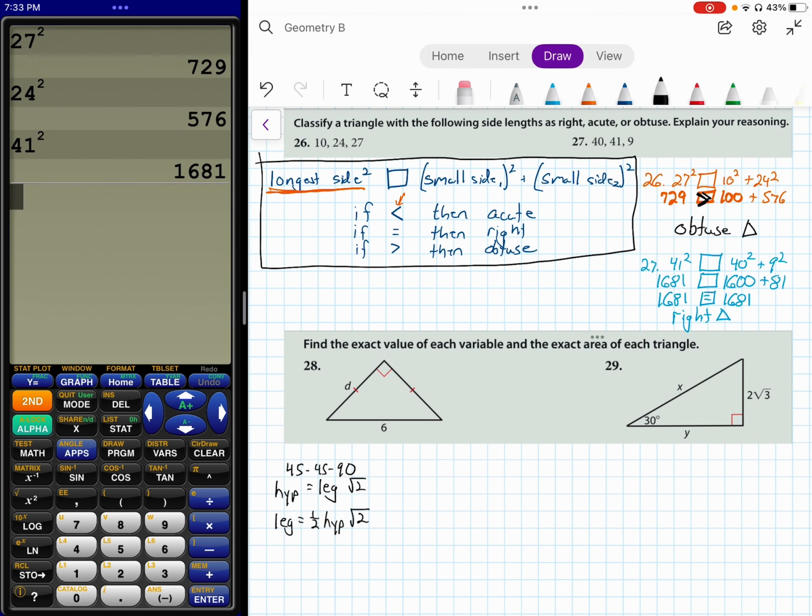And so in this case, we know the hypotenuse, and so we can find d. So the hypotenuse, the leg, what we're going to find is d, so we're going to use this formula, although you could plug it into the other one and solve for d, but we know that d equals half the hypotenuse times the square root of 2, so half of 6 times the square root of 2, and so this is 3 times the square root of 2.